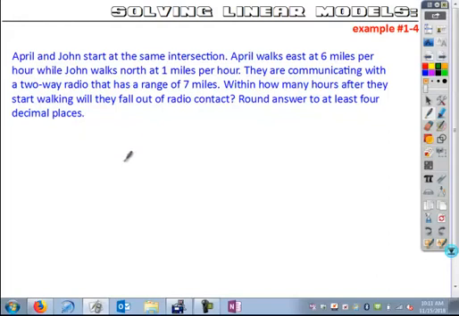Right, so if you have two people walking from the same intersection, and one walks east at 6 miles per hour and one walks north at 1 mile per hour. Okay, so they're creating this right angle here. And they're communicating with a two-way radio that has a range of 7 miles.